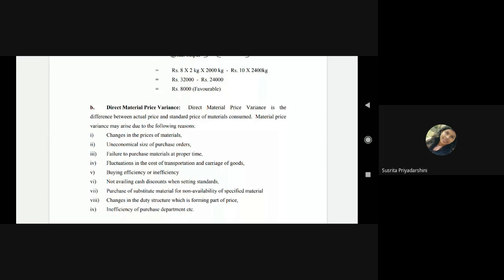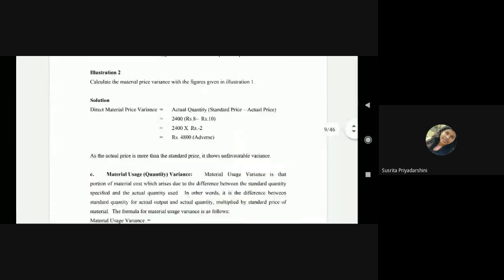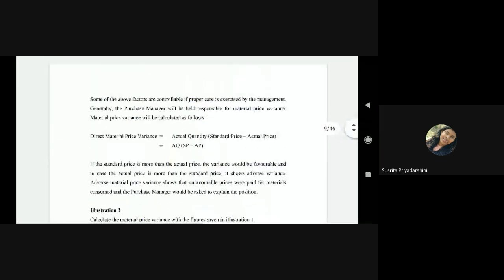Okay, next, changes in the duty structure which is forming part of price. So duty structure means the imposing of duty. Okay, so import duty may be there, excise duty may be there, different types of duty, that means this is the levy part. So these are the various types of taxes which are being levied, which will change the price of the land. फिर inefficiency of purchasing department, अगर purchasing department inefficient होगा तो भी हमारा ये material price variance आ जाएगा.